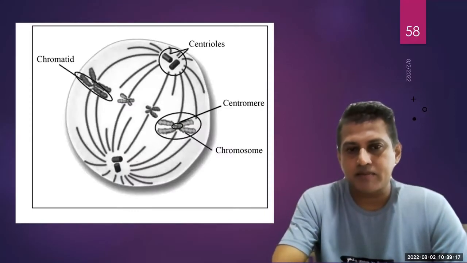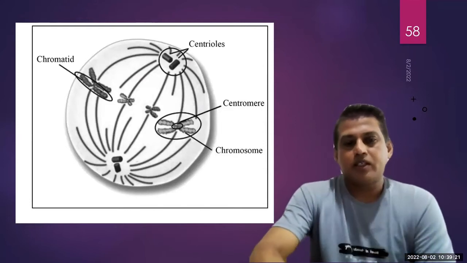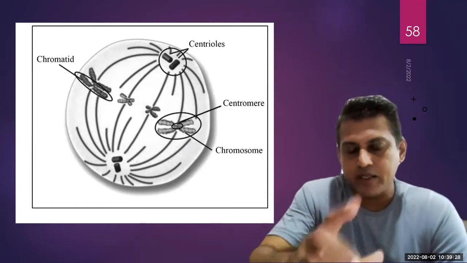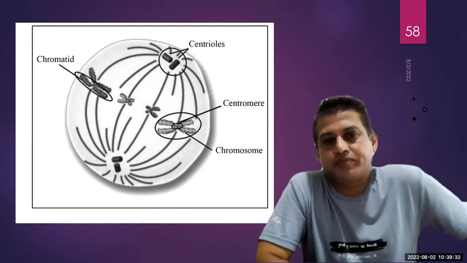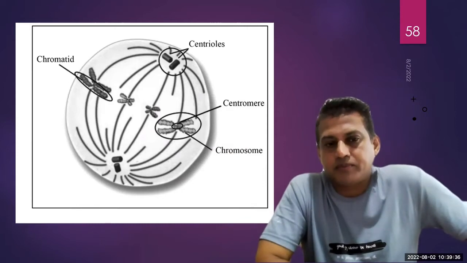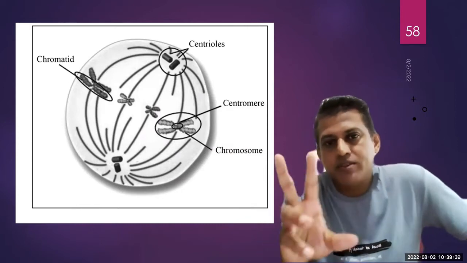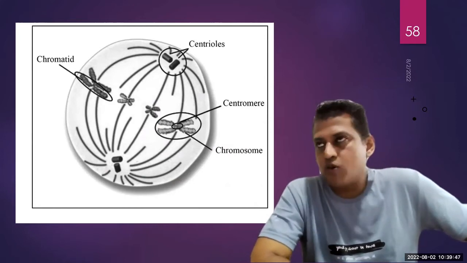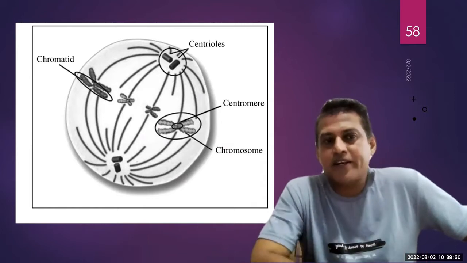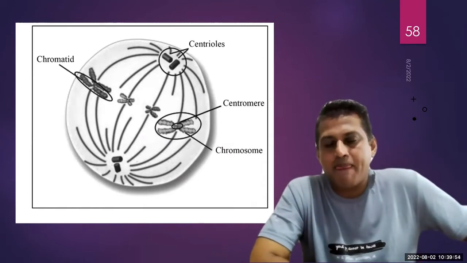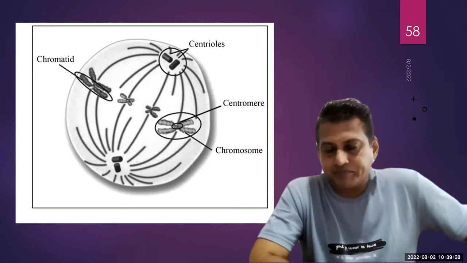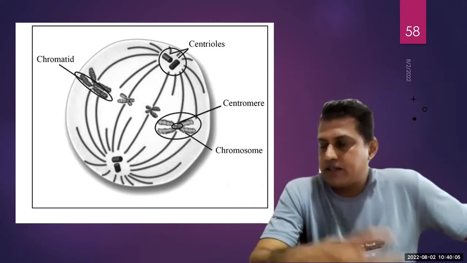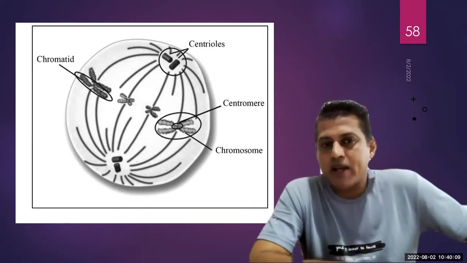Yes, function is, you can see a centrosome here. At one end of the cell there are two centrioles, and at the other end there are two centrioles. Then in this picture there are four centrioles. Four centrioles or two centrosomes, because two centrioles make a centrosome. And then they make these microtubules. So they are the organizing center for microtubules, and they form microtubules.